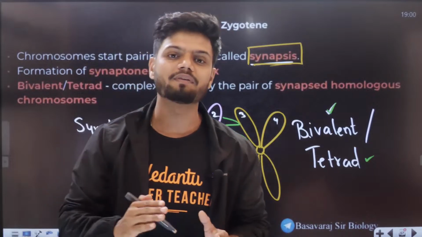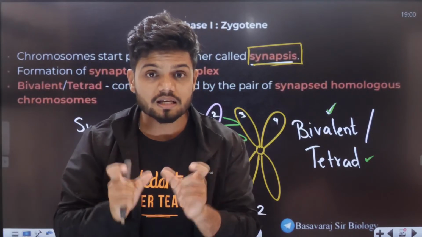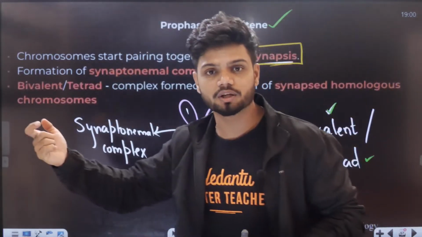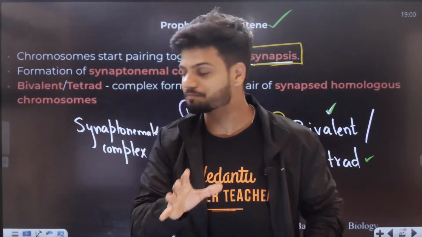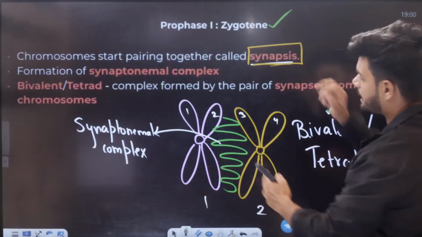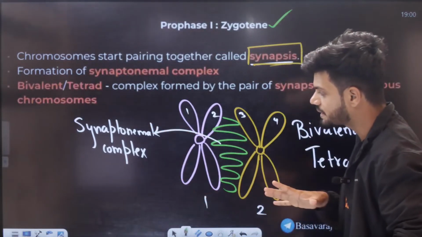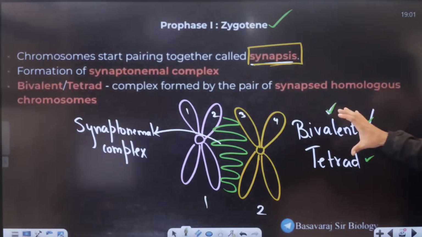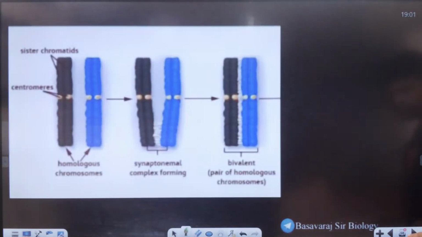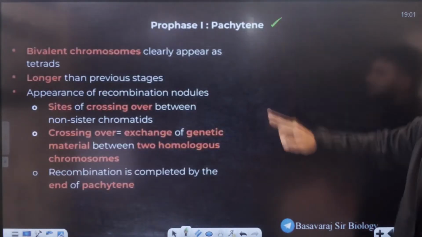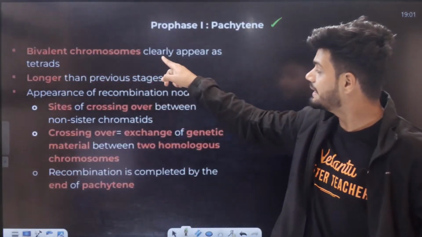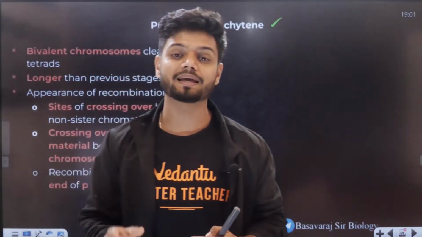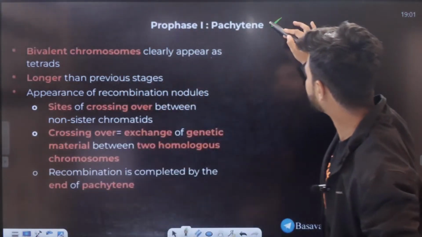Now this formation of bivalent and formation of tetrad starts at zygotene, but the completion happens in the next stage. I'll repeat again. Formation coming together is called synapsis. There is formation of synaptonemal complex. Third main point, this entire formation of bivalent tetrad starts in zygotene, but ends where? Pachytene. So bivalent chromosomes clearly appear as tetrad. The clear appearance happens in the pachytene stage.